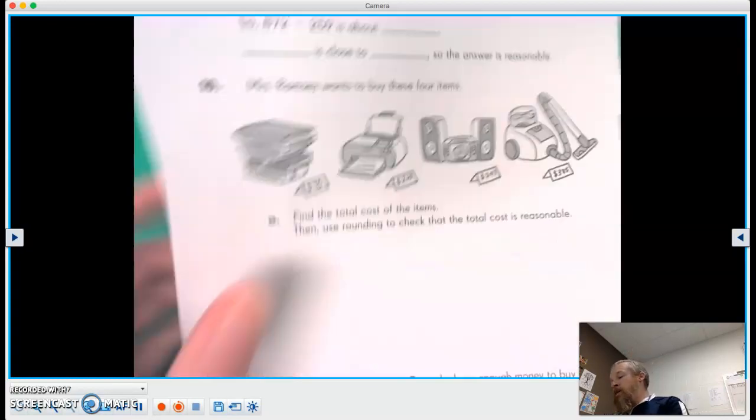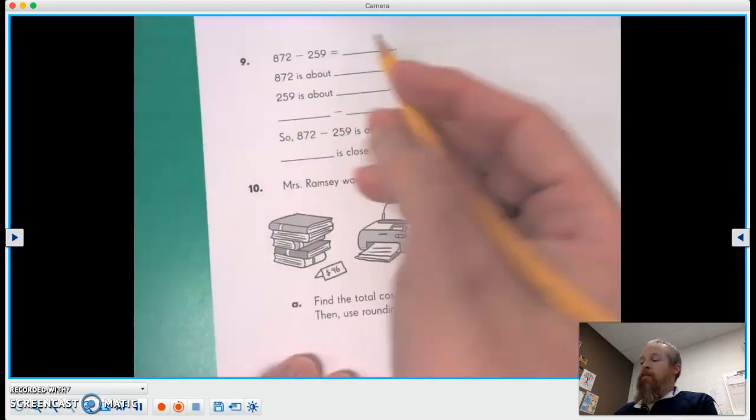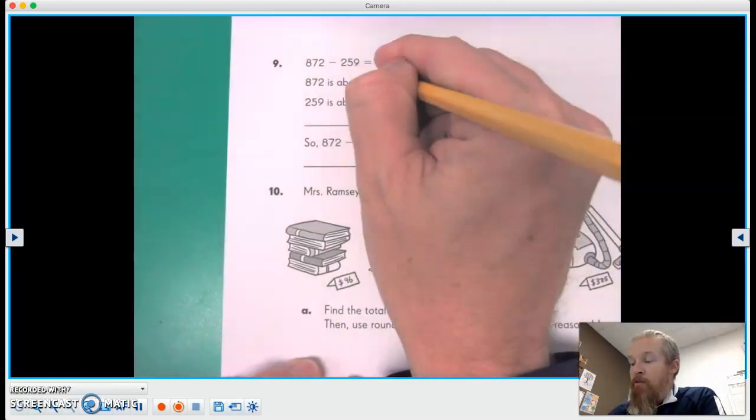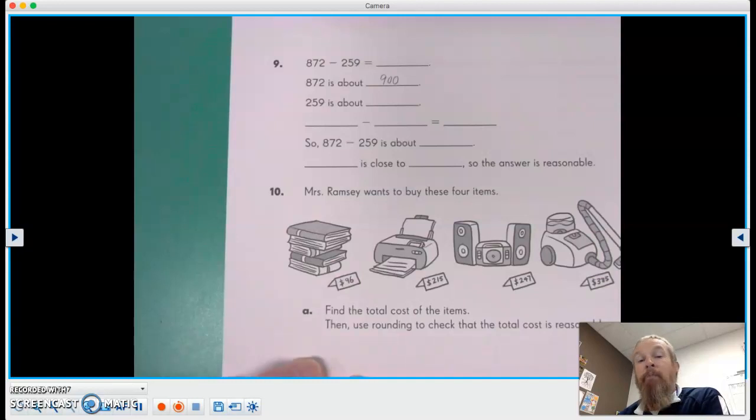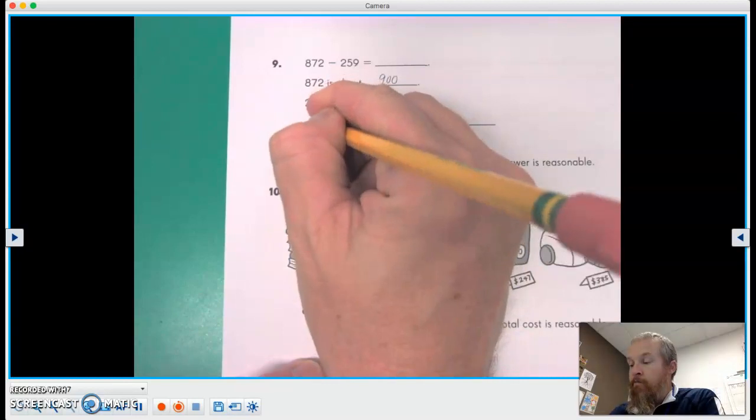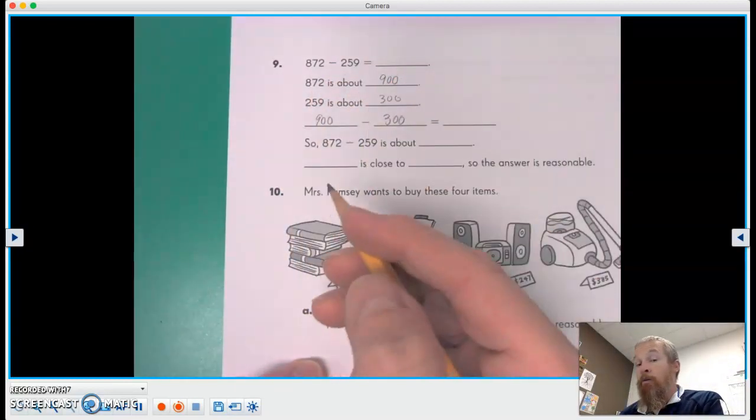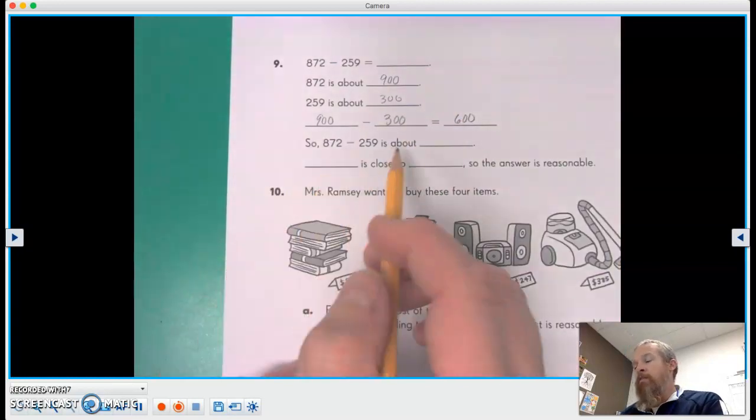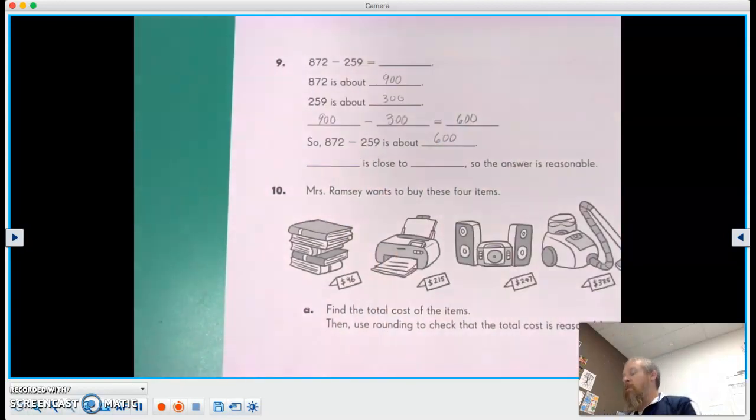All right, our last page for the day. We have one more of these. So 872 minus 259. Well, 872 is about 900. 259 is about 300. So 900 minus 300 would equal 600. So 872 minus 259 is about 600.